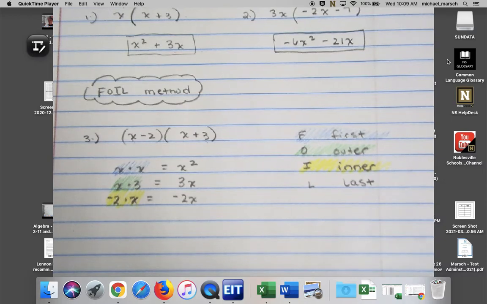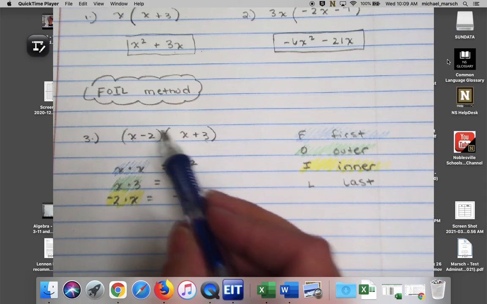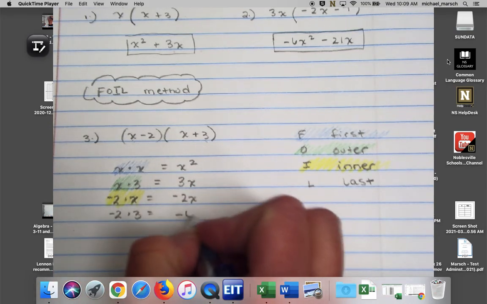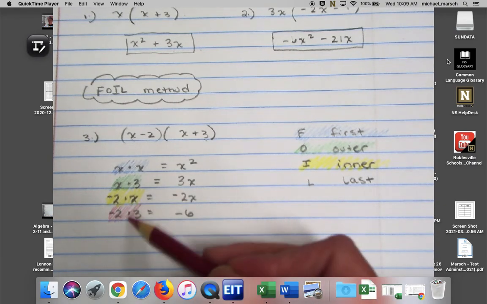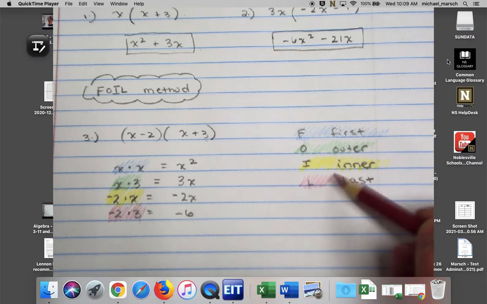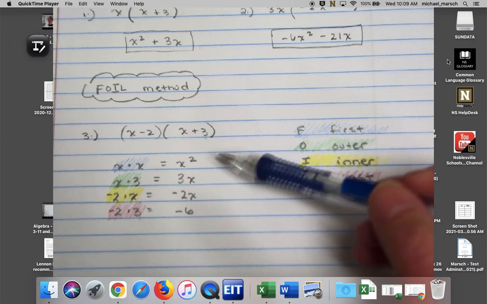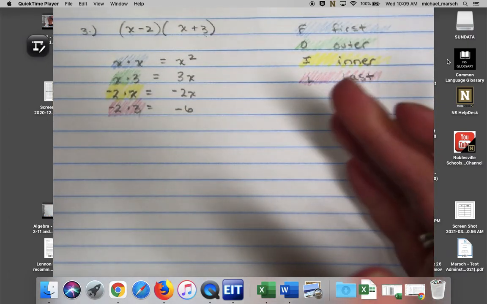And then last is the last terms, right? So visually, again, negative 2 times 3 is going to give me negative 6. And this is where I'm going to use the red. So what I've done is I created a way to keep track and make sure I've actually done all the distributing that needs to take place.